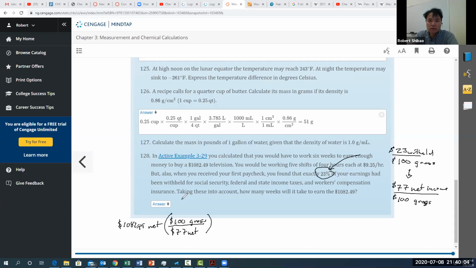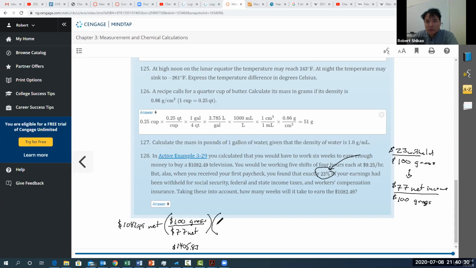So it's 1082.49 times 100 divided by 77. So what it means is we really need 1,400. We have to earn $1,405.83 in order to have enough take-home income to pay for this television. And so we need to earn that much. So that's an intermediate answer.